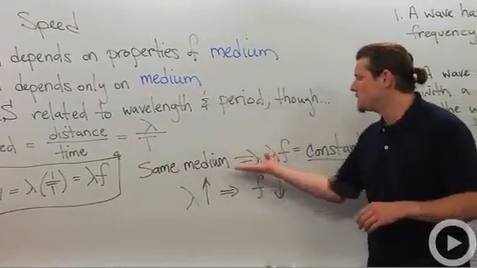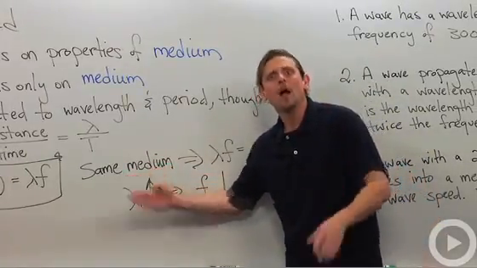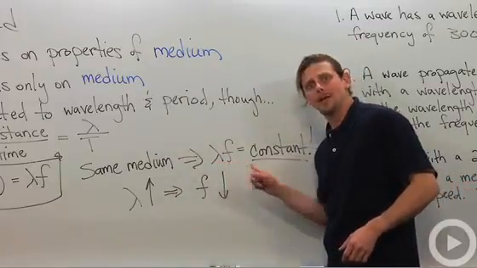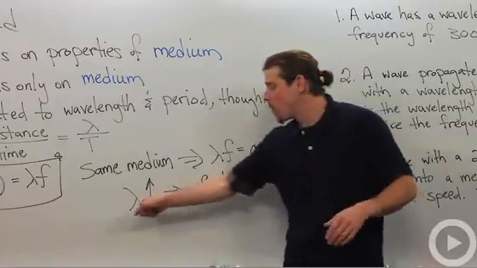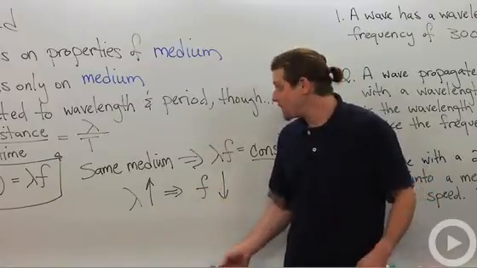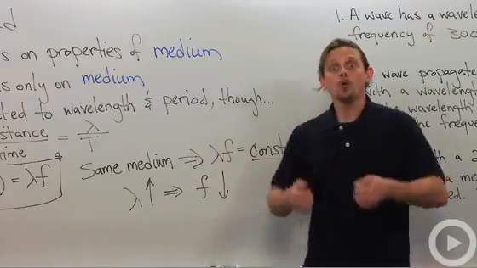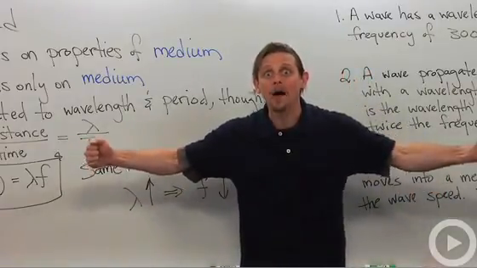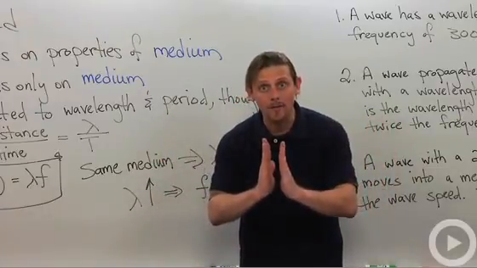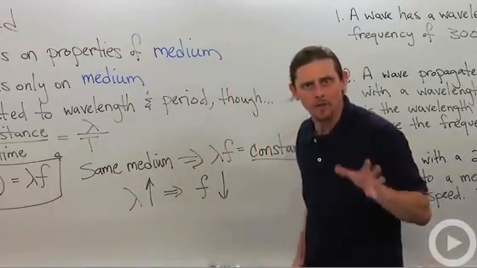All right, so let's see what this means. If I'm talking about waves propagating through the same medium, then the speed has got to be constant. That means that the wavelength times the frequency is constant. So if the wavelength goes up, the frequency has got to go down. Conversely, if the wavelength goes down, then the frequency will go up. So long wavelength waves have very small frequencies, whereas short wavelength waves oscillate very fast and have high frequencies.